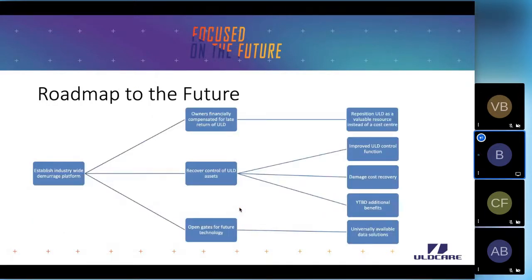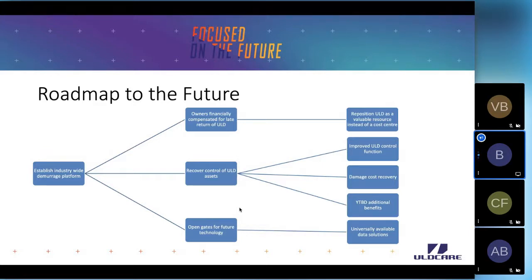And here's a little bit of a roadmap for the future. If we start on the left-hand side, if we establish an industry-wide demurrage platform, then we can see that the owners will be financially compensated for the late return of ULD. We can see that we can recover control of ULD assets, and we can see that we can open the gates for future technologies. And moving to the right-hand side of the screen, this means we can start to reposition ULD as a valuable resource instead of a cost center. And part of this will just put ULDs back on the map as something worthwhile rather than just something that's a problem. When we recover control of the ULDs, we can give an improved ULD control function, which is always important, knowing where your assets are.